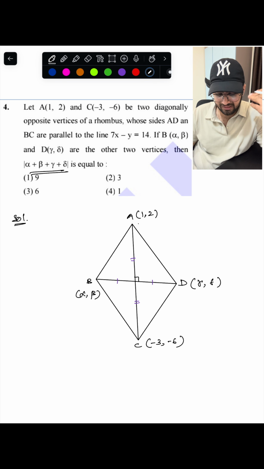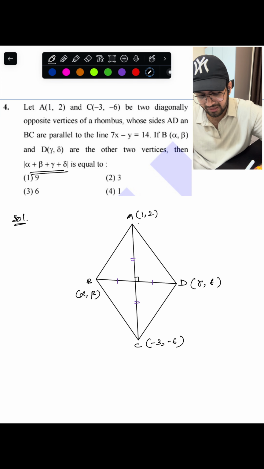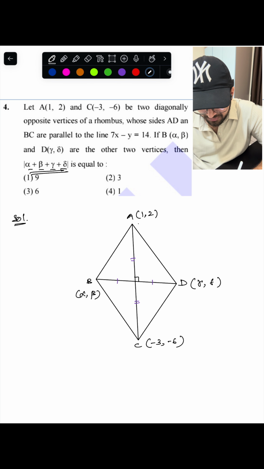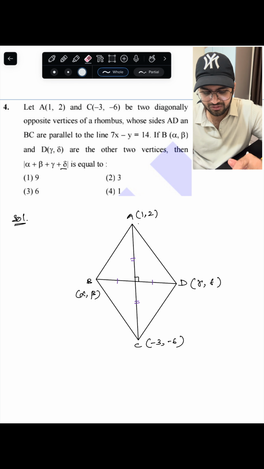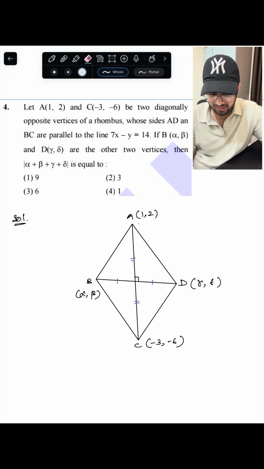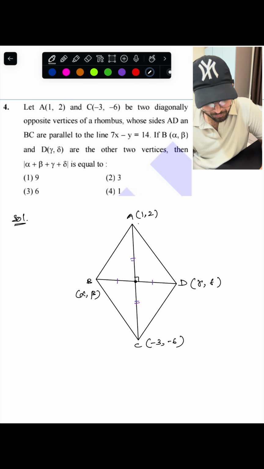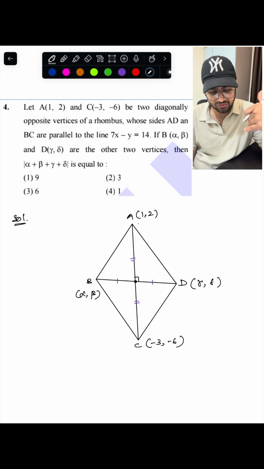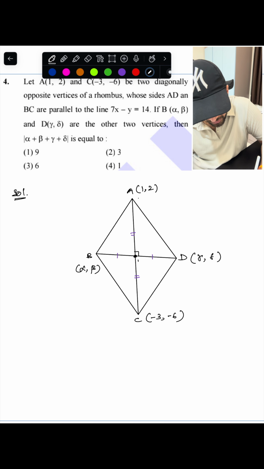Whenever there is a combination of unknown terms, don't ever try to find individual terms. That means here alpha plus beta, gamma plus delta is given. So you don't need to find alpha, beta separately and gamma, delta separately and substitute here. Just try to solve the combination. If it is not possible, then you have to calculate individually. So I will explain here how it is coming up. As we already know the property of rhombus, diagonals are perpendicular to each other and bisect each other.